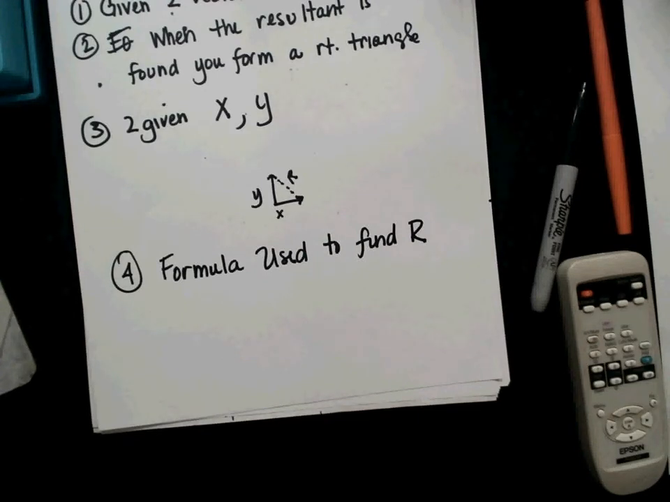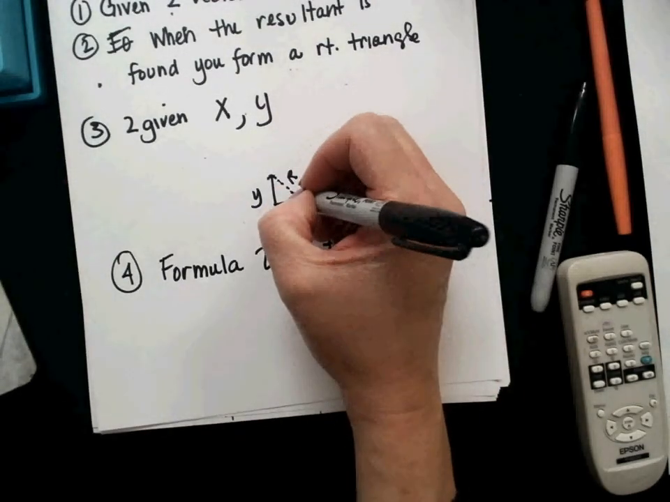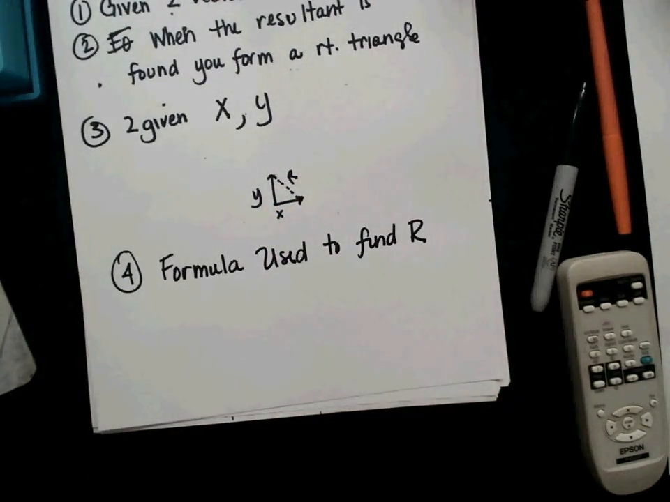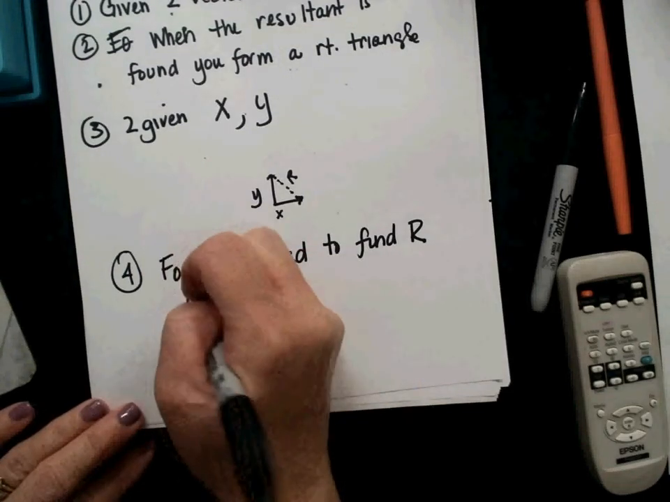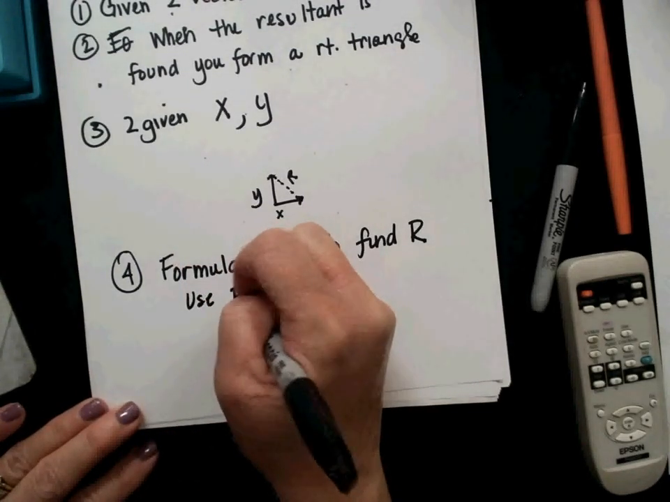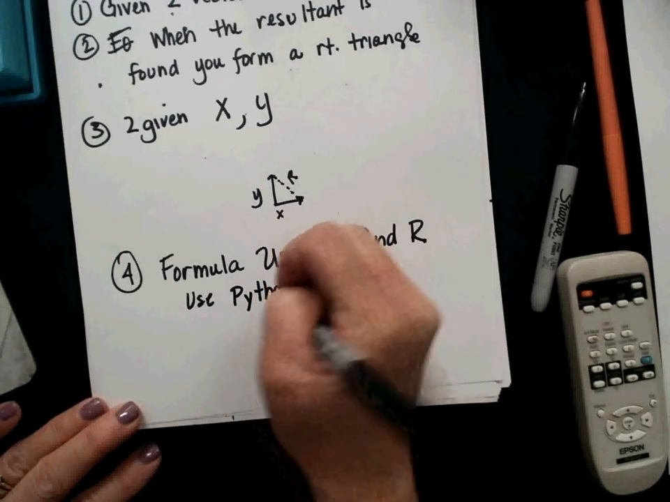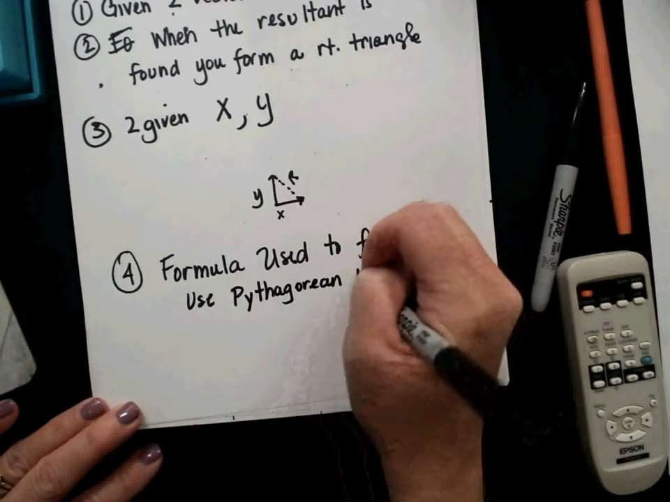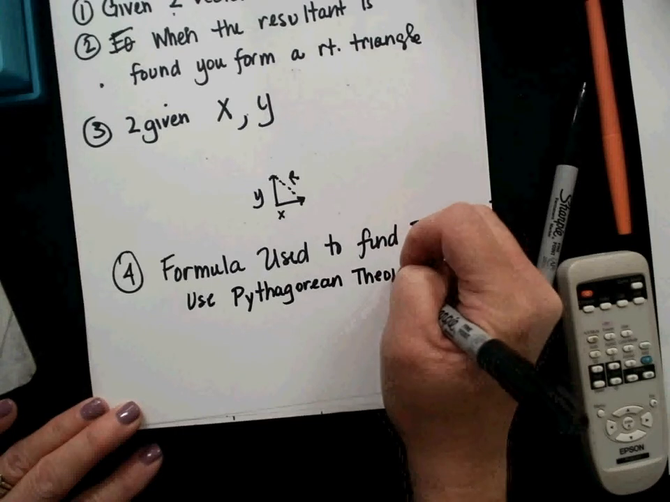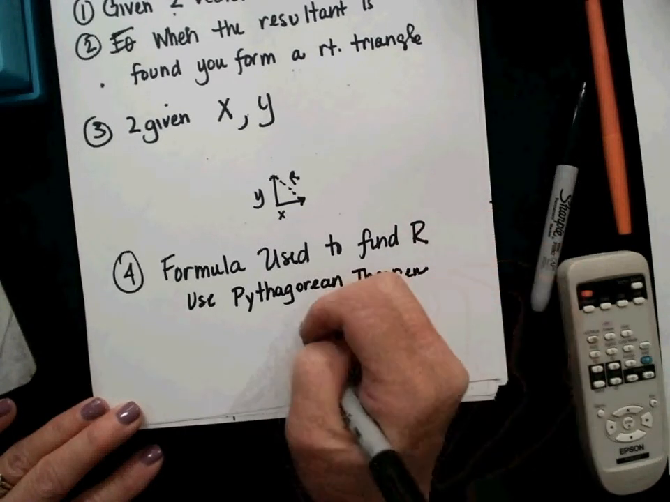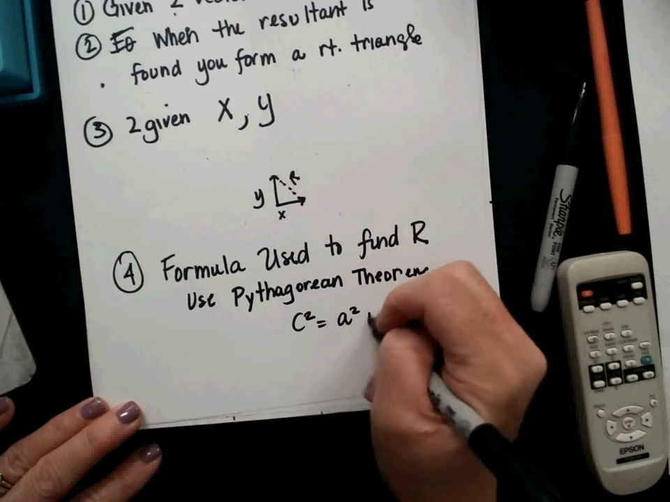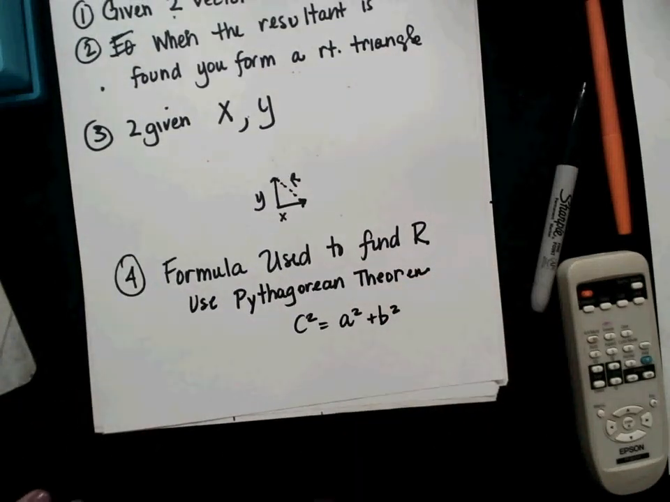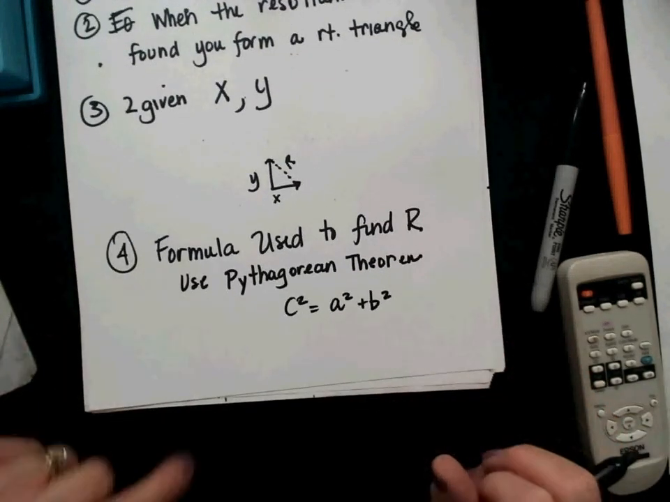Anybody know what formula we're going to use to find R? I've got a right triangle and I'm looking for, what would this leg of the triangle be called? Hypotenuse. You remember that from geometry? Yay, the Pythagorean theorem. We're going to use the Pythagorean theorem, which is c squared equals a squared plus b squared. You should all remember that.